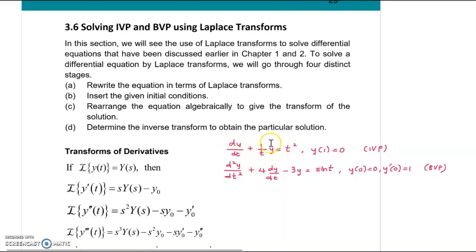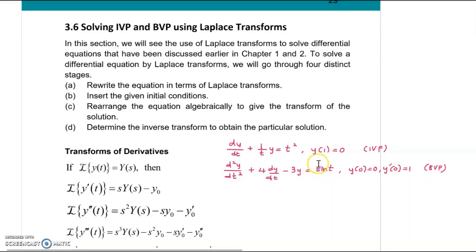In chapter 1, you know that this is a linear equation, so you solve it using the linear solution procedure. And in the second chapter, you have something like this: y double prime plus 4y prime minus 3y equals some function, sine t, for example. We solved this kind of problem using the method of undetermined coefficients. That's what we did in the previous chapters.